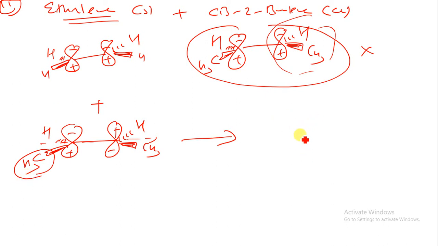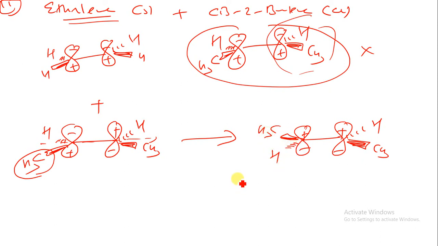So at the end of this, what you are getting is plus minus plus minus. Here we have hydrogen, here CH3, here CH3, here hydrogen. Now look at this geometry. This cis geometry will become a trans geometry. So in the end, what is your product?